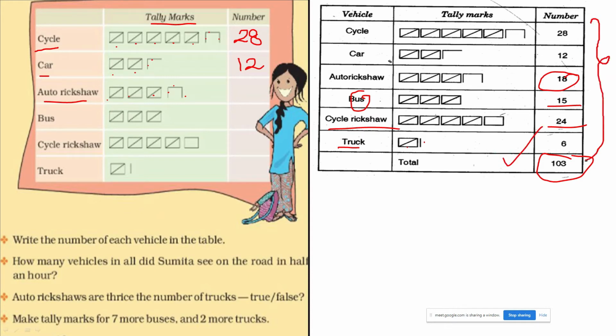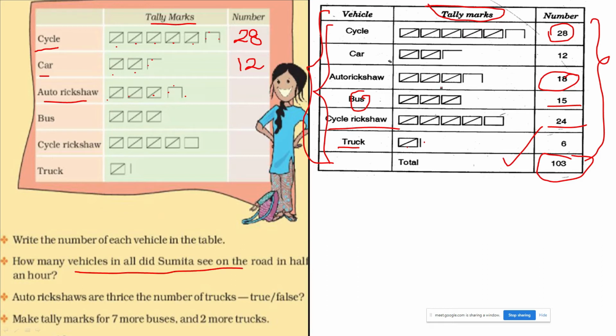Why did she make this table? Can you give an idea? To identify exactly how many vehicles. Otherwise, she will count one vehicle, and immediately another vehicle will pass, so she cannot count the exact number of vehicles. The tally marks and the table helped her find the number of vehicles crossing the road in a particular time. That was the project she made when she was standing on the roadside.